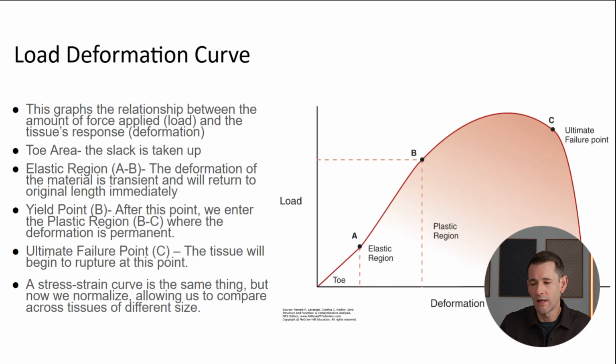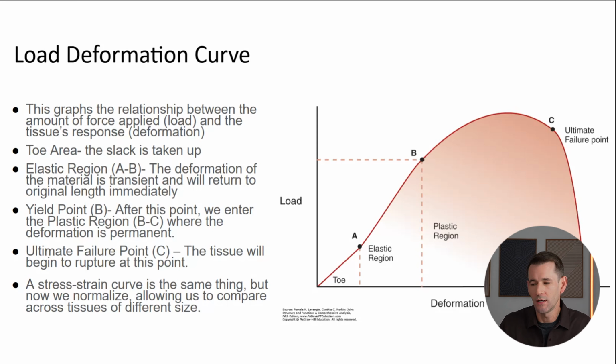Beyond B, now we're getting into this plastic region. When we get into this plastic region, the change in that length, or that deformation, is relatively permanent because there's some micro trauma going on inside that tissue. So within this plastic region, if I lengthen that tendon, I lengthen that ligament, and then I release it, it doesn't go all the way back to its original length, meaning there's some permanent damage to the tissue, some micro tears in it, meaning that deformation is relatively permanent.